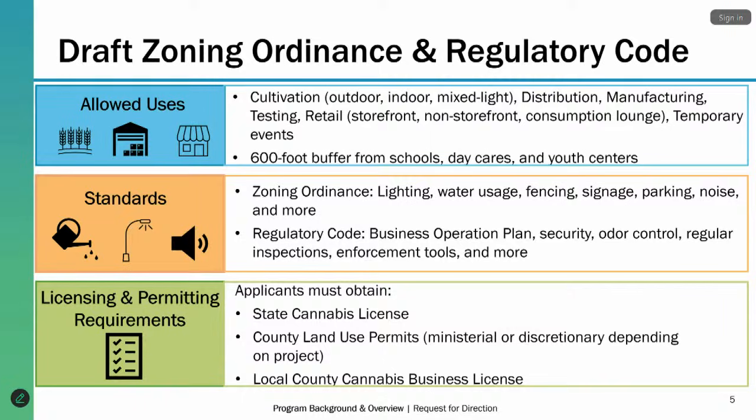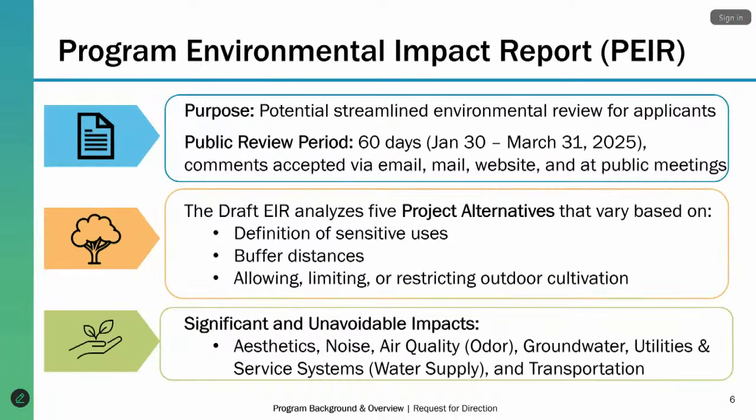To operate, all cannabis facilities would need to obtain a state license, a local land use permit, and a local cannabis business license, as well as any other approvals from state resource agencies. Later in this presentation, staff will present program options which explore changes to the draft ordinances that address stakeholder feedback.